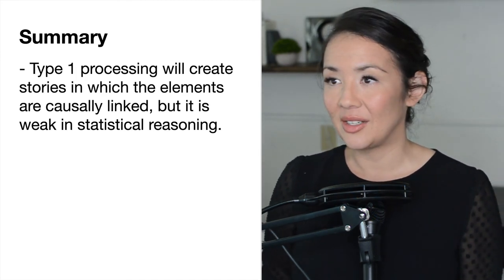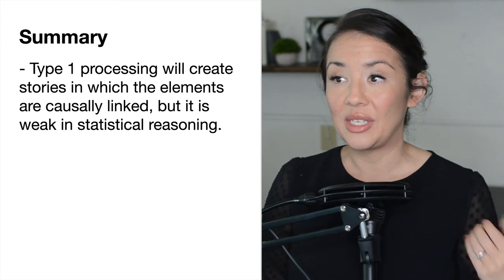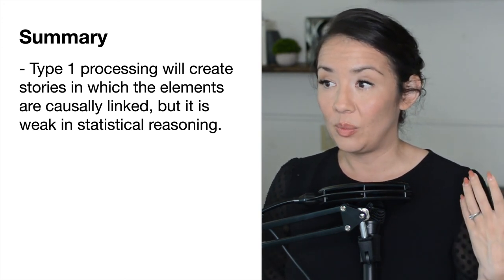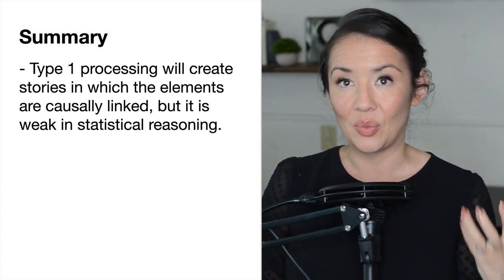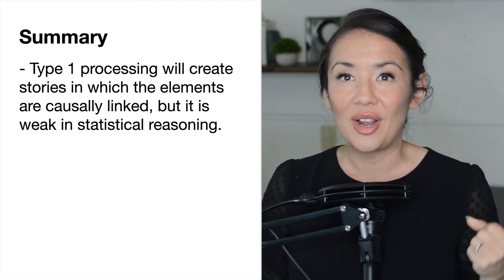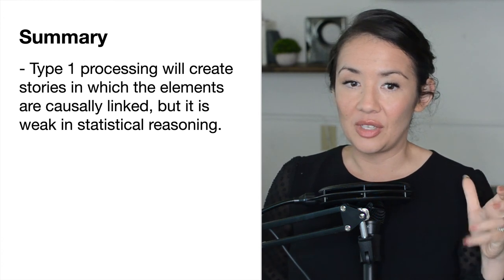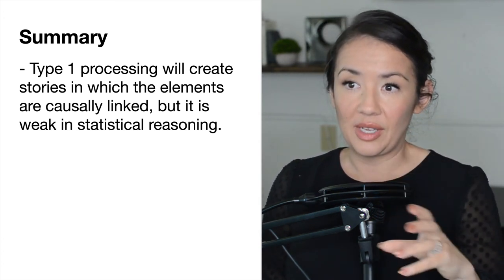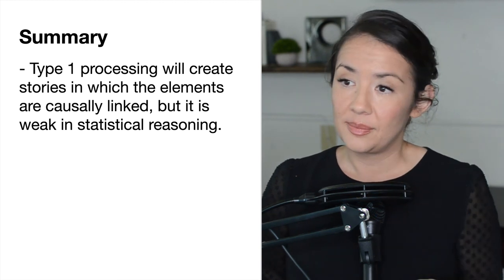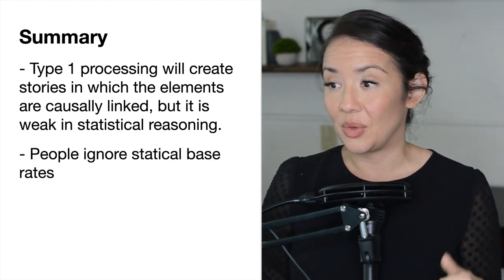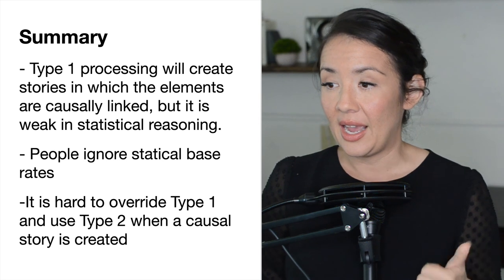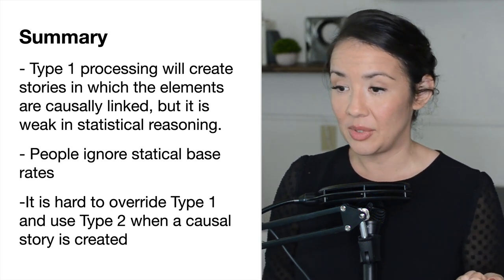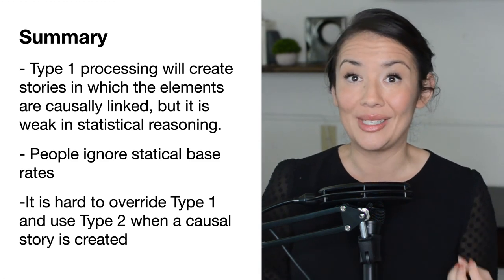Okay, so summary here is type 1 processing will create stories in which the elements are causally linked, but it is weak in statistical reasoning. So what I've been trying to illustrate here is that it's just so hard for us to apply these probabilities that we know to be true to a real event in our lives. People tend to ignore statistical base rates, and it is hard to override type 1 processing and use type 2 when a causal story is created.